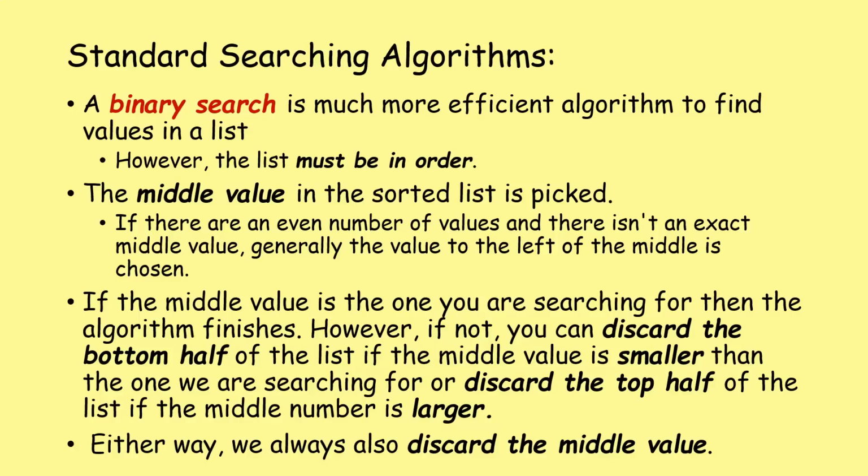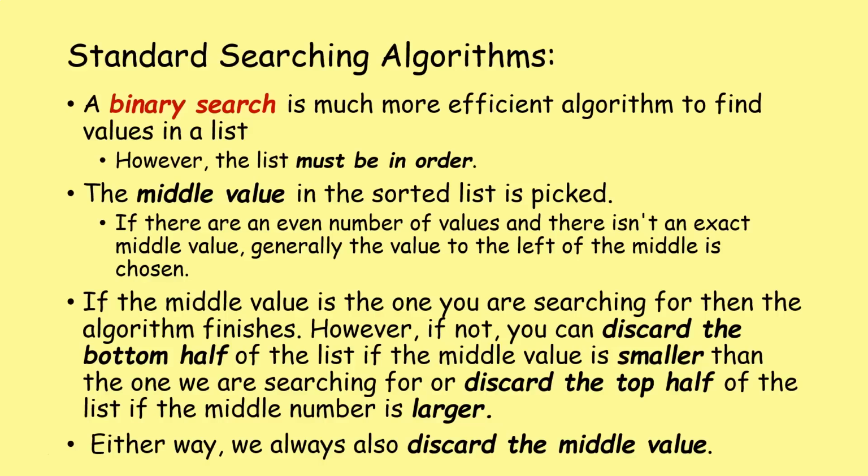If there are an even number of values and there isn't an exact middle, generally the value to the left of the middle is chosen. You kind of round down, so to speak. You could also round up and move to the right if you wanted to. It doesn't really make a difference as long as you're consistent with each step. Either you're always moving to the left or you're always moving to the right if there isn't an exact middle. If there is an exact middle, that's the one you want to go for.